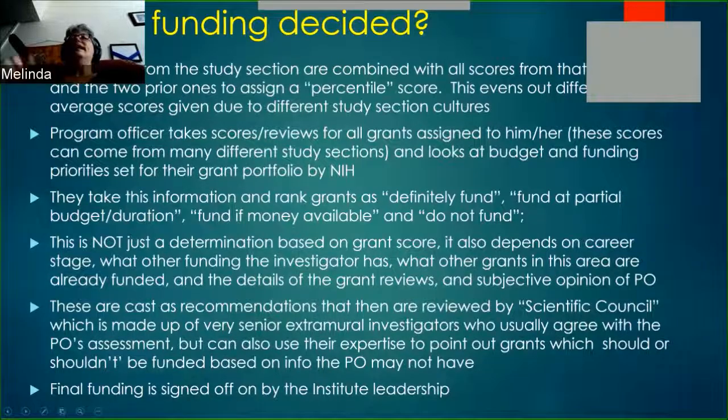Now, once your grant has been scored and percentiled, that information, along with the grant reviews and the summary of the discussion, then goes back to your institutional program officer. Now, these are coming from many different study sections, and they have to look at the budget, the requested funding, the funding priorities of the institution's grant portfolio, and the areas of your grant.